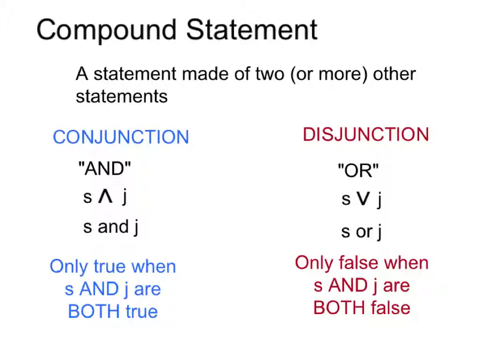The counterpart of a conjunction is a disjunction, and that is an "or" statement. It's represented with a V-looking symbol, and basically read "S or J." It can only be false when S and J are both false, and it's true when either S or J is true.